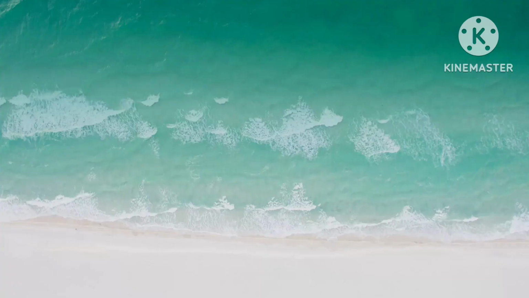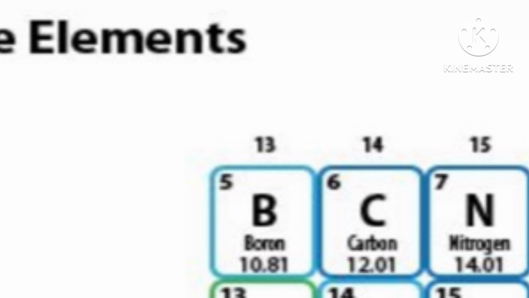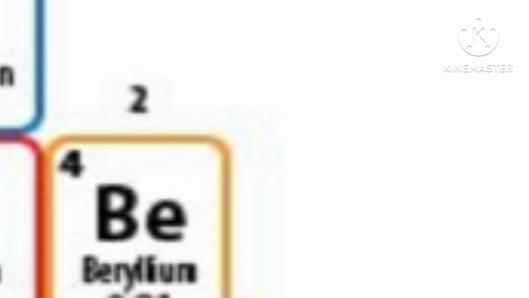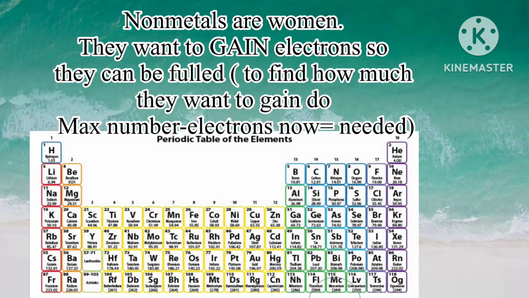Okay, this is how it works. First, to determine how many electrons they will lose or gain, you have to look at the group. In the group, you look at the ones digit. If the ones digit is a 1, a 2, or a 3, that's how many electrons it has on its last level. Now, if it is a nonmetal, it wants to gain.